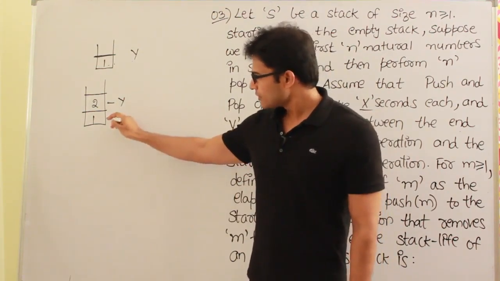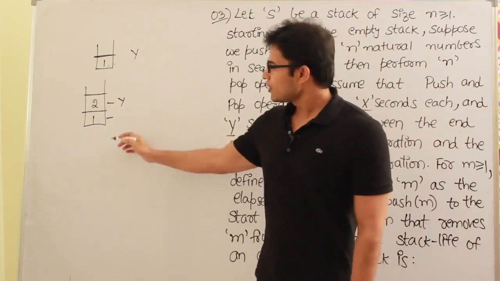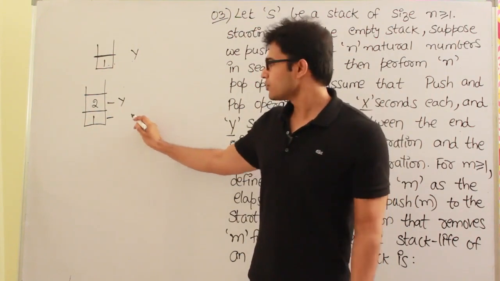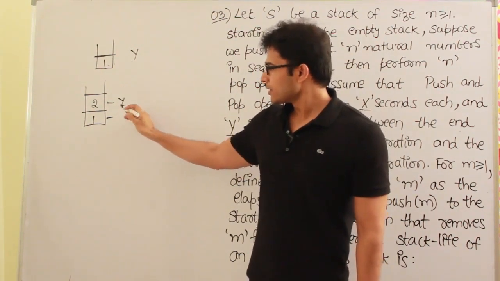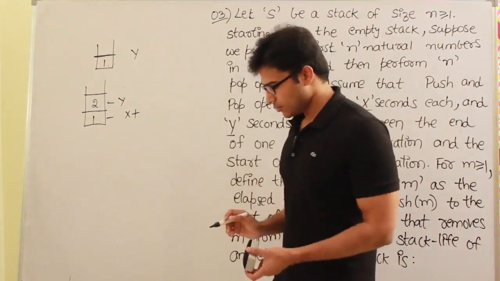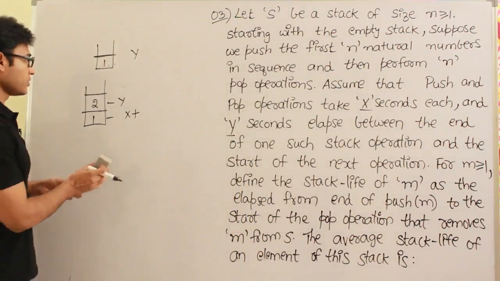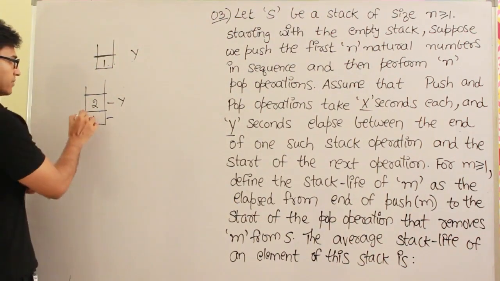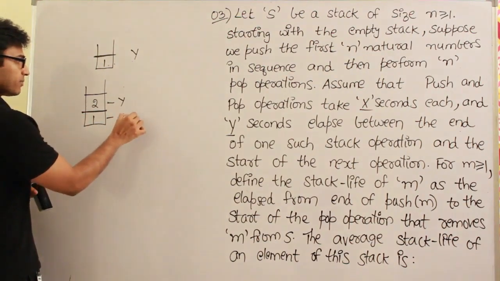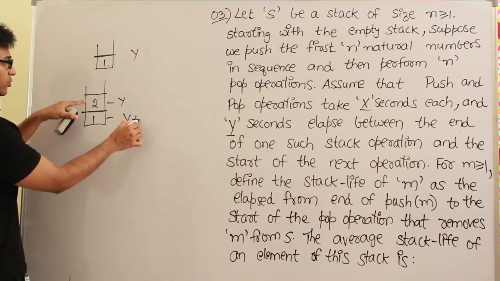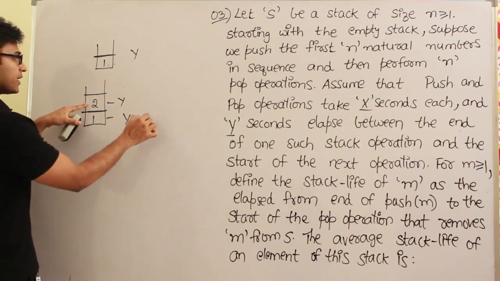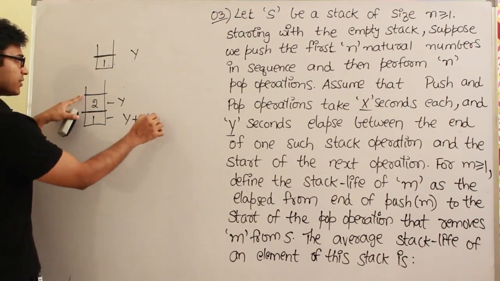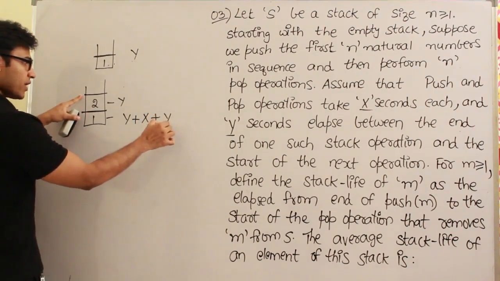And what about the lifetime of the first element, number 1? After pushing 1, I have to push 2, isn't it? So how much time does pushing take? X, isn't it? Let's go step by step. After pushing 1, before pushing 2, I have to wait for some time. How much time? Y time. Plus, after waiting that time, I push 2. How much time is taken to push an element? X time. And after pushing 2, I have to wait for some time, because I cannot immediately pop it off, right? So how much time? Y time.